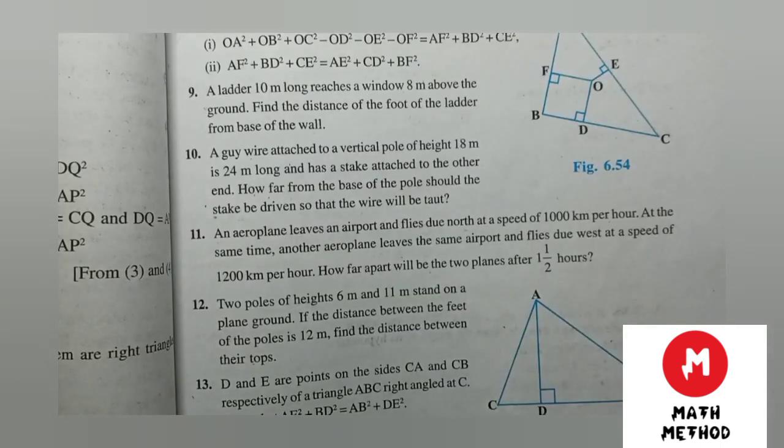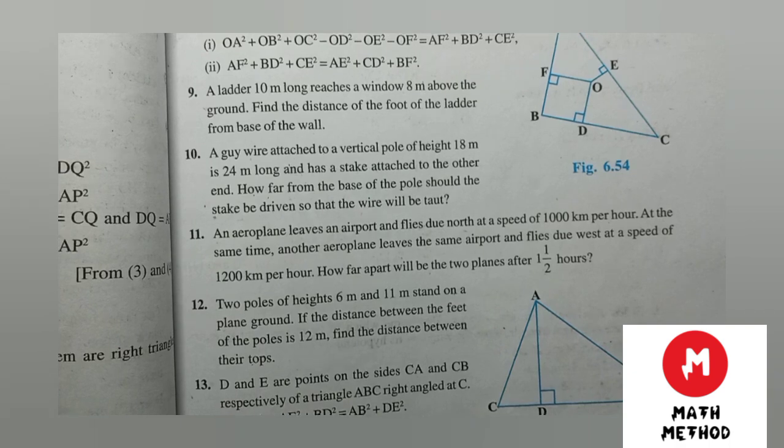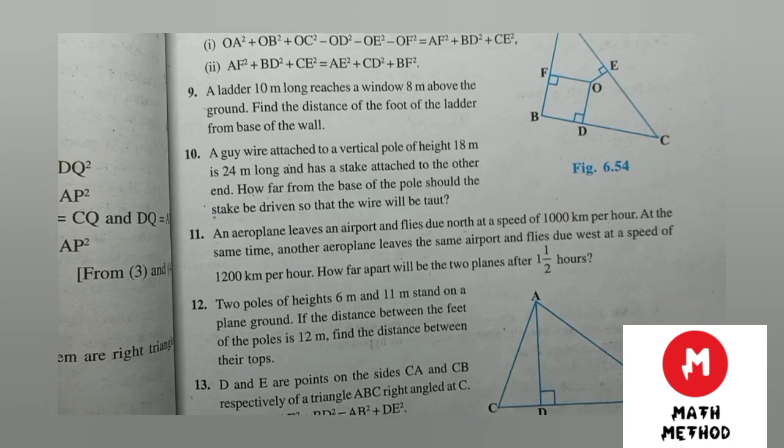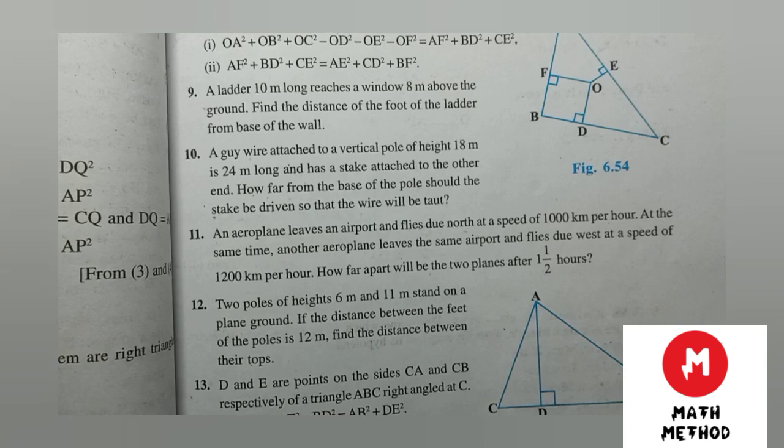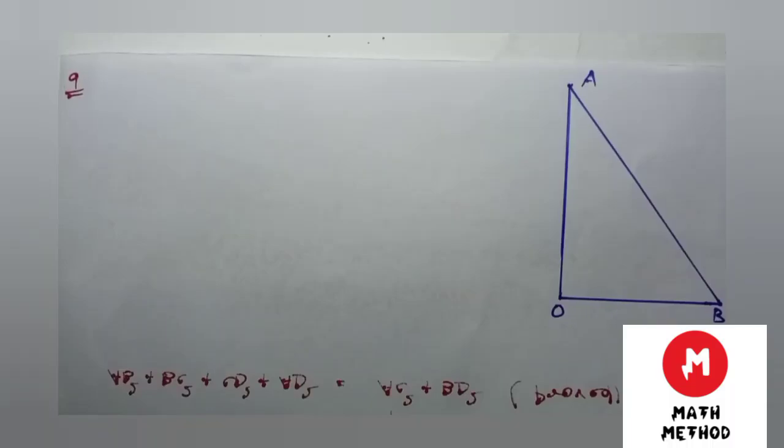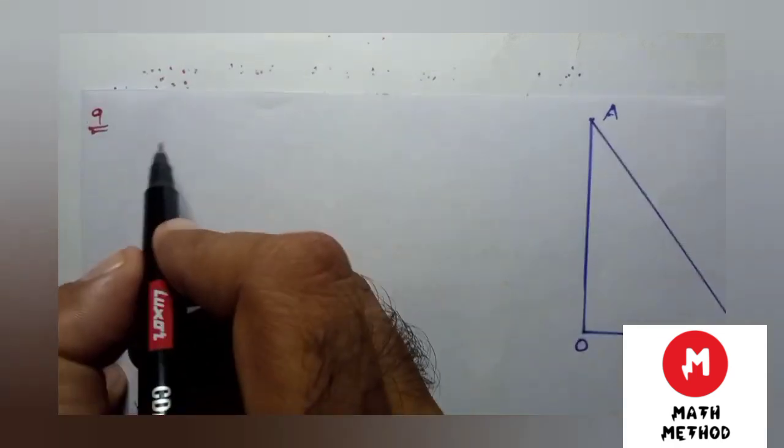Question number 9. A ladder of 10 meters long reaches a window 8 meters above the ground. Find the distance of the foot of the ladder from the base of the wall. So here ladder is our hypotenuse. So clear? See this figure. In this figure here AB is our ladder. So I will write like this.